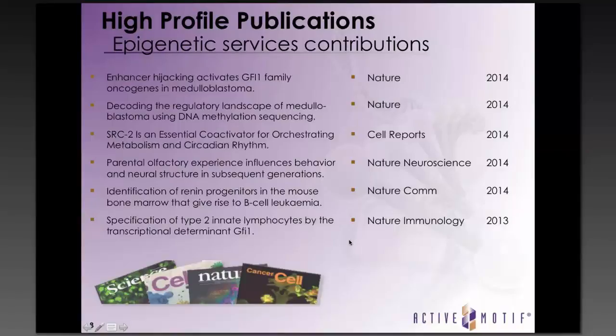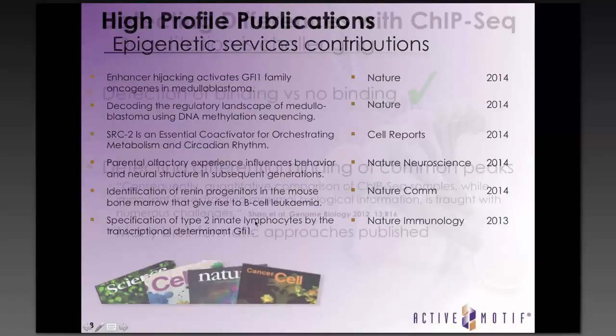You'll see there's a few papers here related to oncology. That's no surprise. A lot of the work in epigenetics is focused on cancer. But we also see things like circadian rhythms, inherited behaviors with epigenetic roots, as well as immunology.